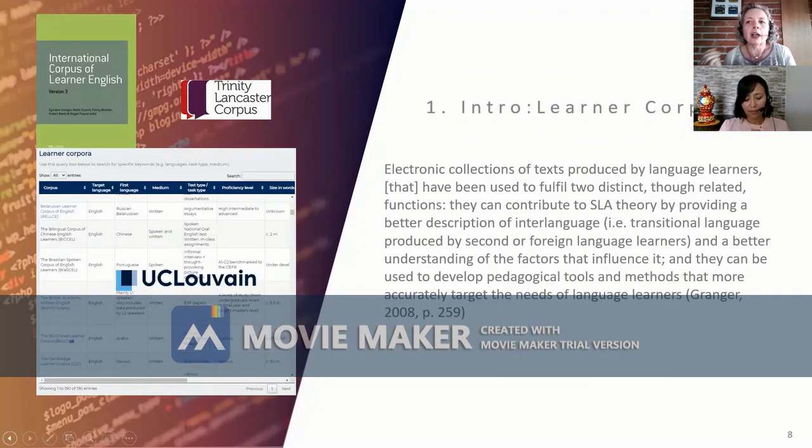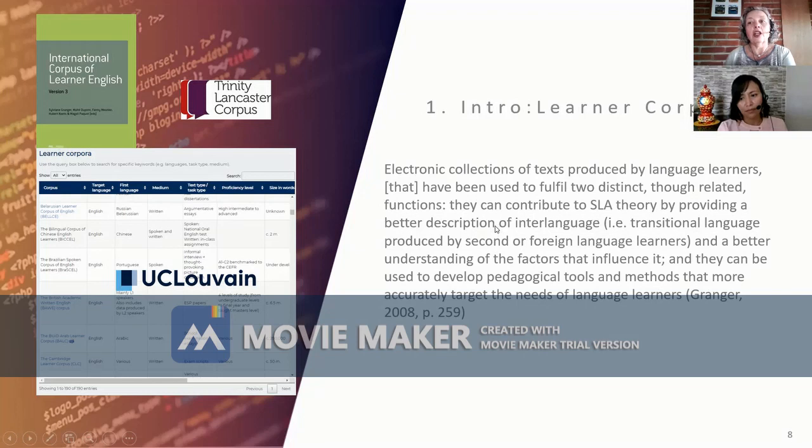Learner corpora are slightly different, because they are collections of text which have been produced by language learners. Examples of those are the ICLE, which is from the University of Louvain, and also the Trinity Lancaster corpus. That is a collection of the transcriptions of interviews from Trinity exams, and that's been put together by Lancaster, and there's online access to it, and it's very, very interesting.